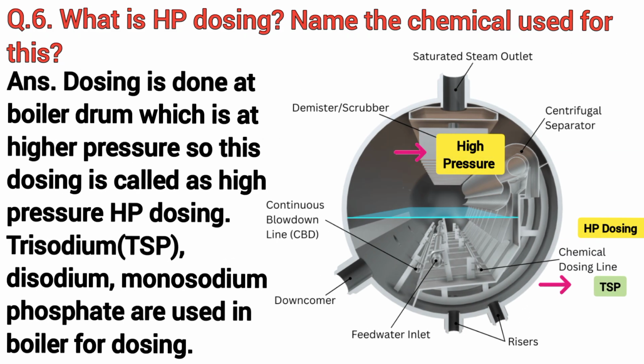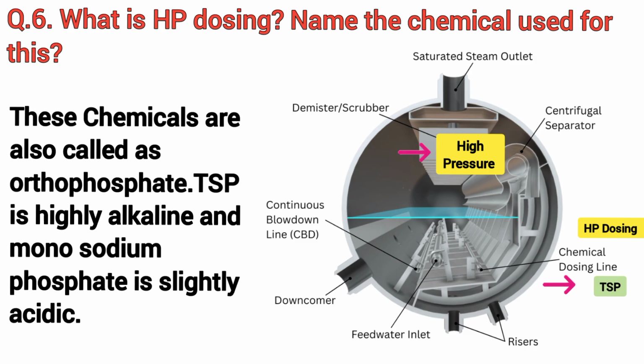Dosing is done at the boiler drum, which is at higher pressure, so this dosing is called high pressure, HP, dosing. Trisodium phosphate (TSP), disodium phosphate and monosodium phosphate are used in the boiler for dosing. These chemicals are also called orthophosphate. TSP is highly alkaline and monosodium phosphate is slightly acidic.